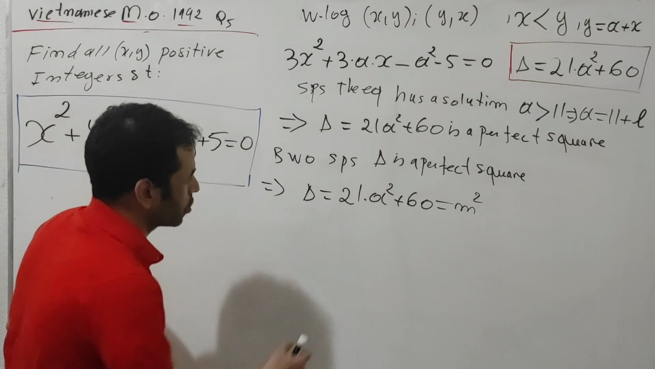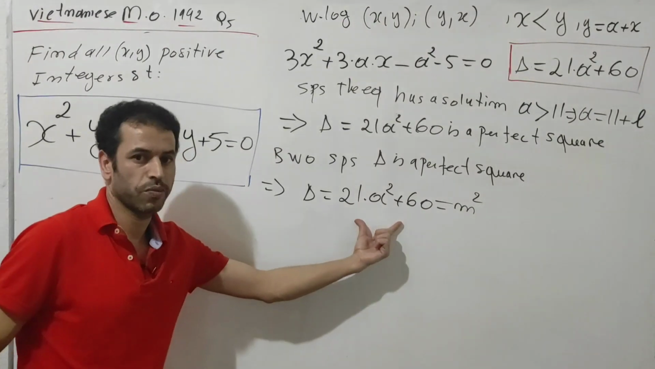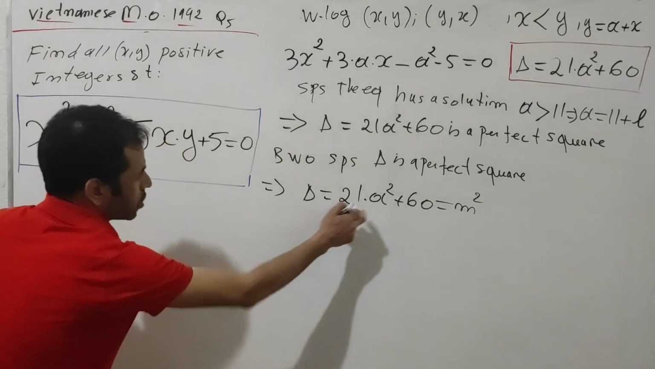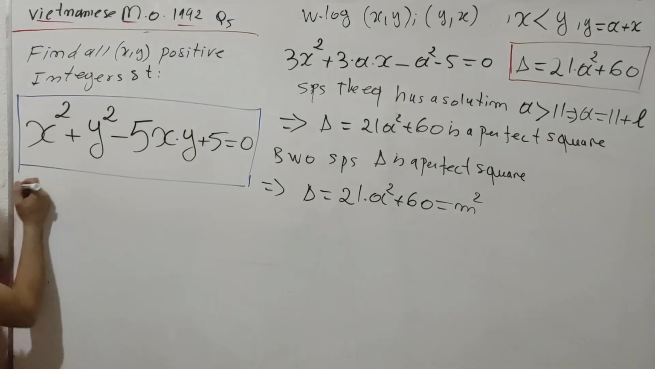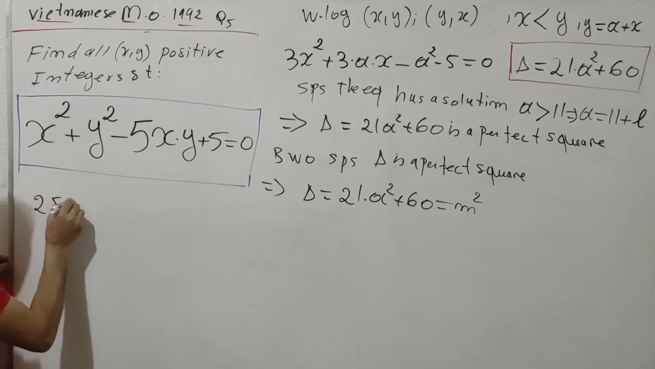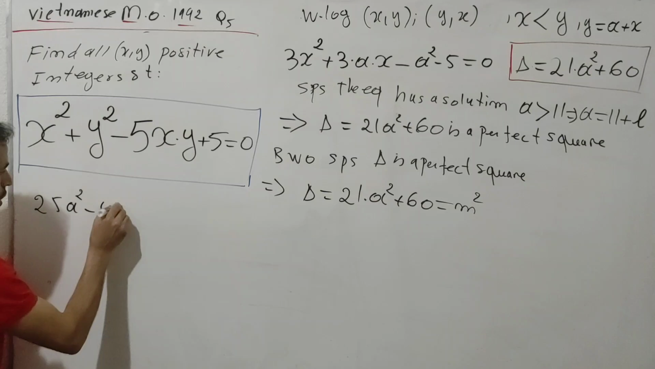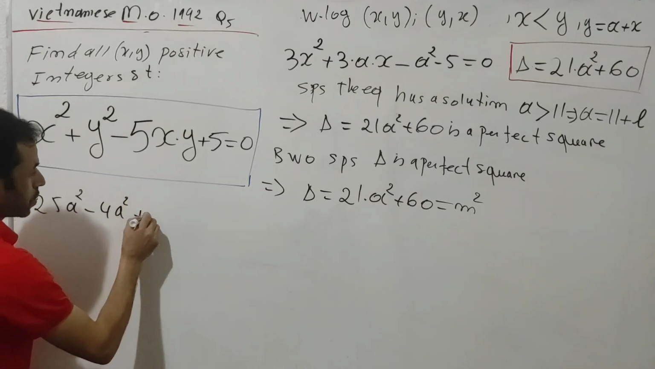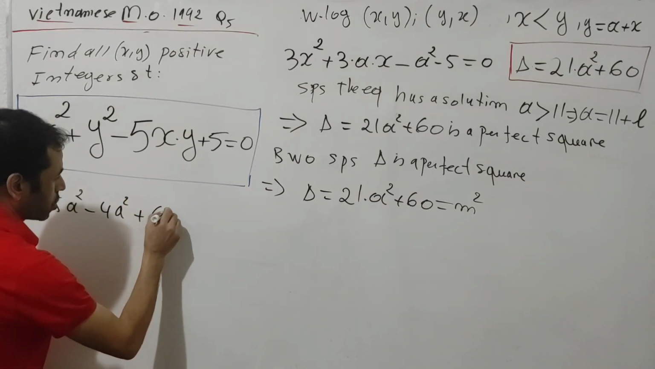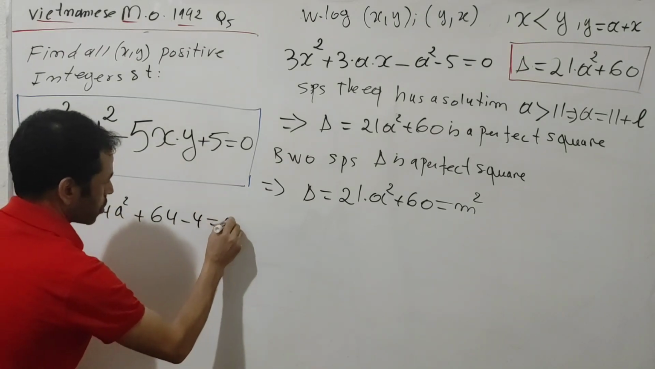The first step, I'm going to factor this expression. So 21a squared plus 60: 21a squared is the same as 25a squared minus 4a squared, and 60 is the same as 64 minus 4, equals m squared.